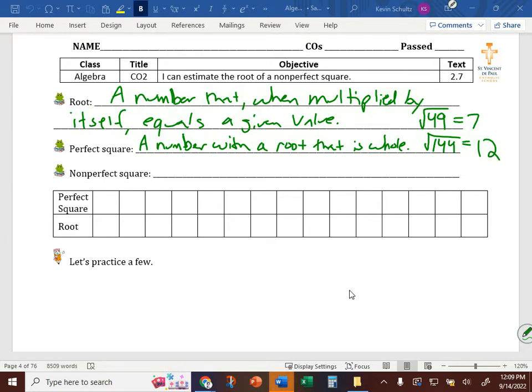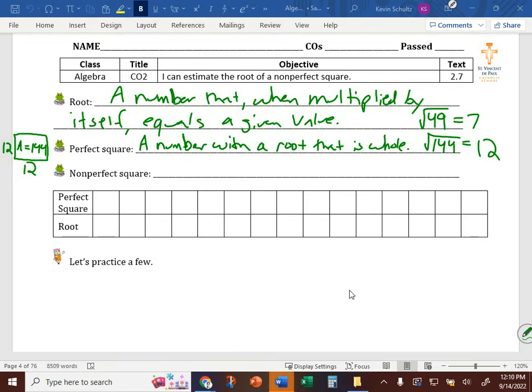I believe we got into this a little bit yesterday. The reason why it's called a perfect square is if you draw a square with an area of 144, what are the lengths of its sides? They're all going to be 12. Because 12 times 12, how we'd find the area, we're multiplying something times itself because it's a square, equals 144.